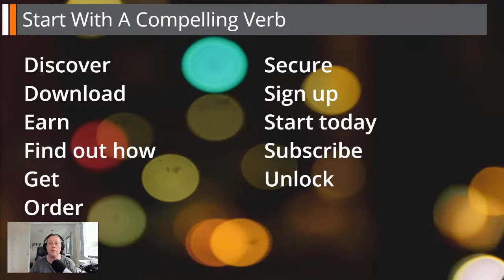So here are some great commanding verbs that you can use to start your call to action copy. Now, the copy can be a headline. It could be a little blurb under there, or it could be on your button or link. These are command words, things like discover, download, earn, find out how, get, order, secure, sign up, like sign up today, start today, subscribe, and unlock. Those are clear commands to tell someone, like discover something, download something, get this right now, sign up. Those are commands that we want people to do in a nice way, but we're gently pushing them to actually do something on that page.